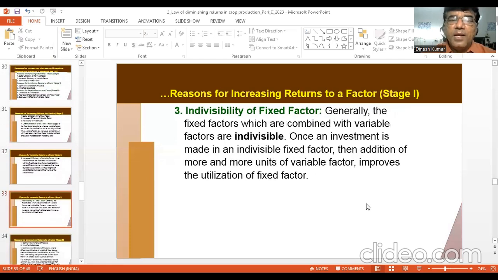Number 3, indivisibility of the fixed factor. A fixed factor will remain always 1. Generally, the fixed factors which are combined with variable factors are indivisible. Once an investment is made in an indivisible fixed factor, then addition of more and more units of variable factor improves the utilization of the fixed factor. So these are the 3 reasons explained here. And you may find sometimes such questions.